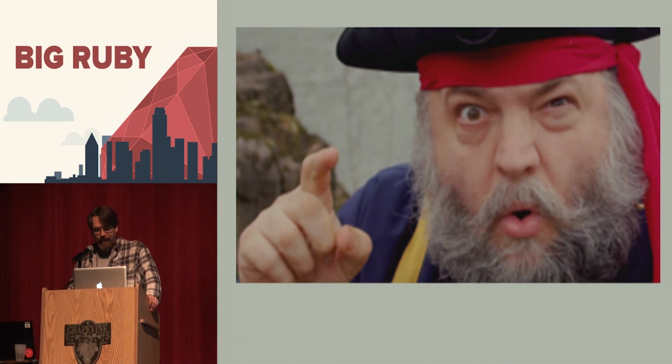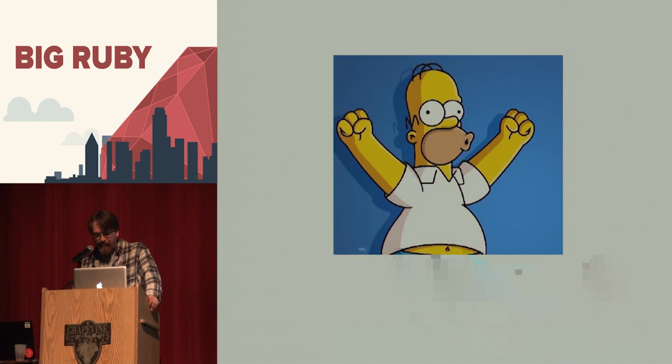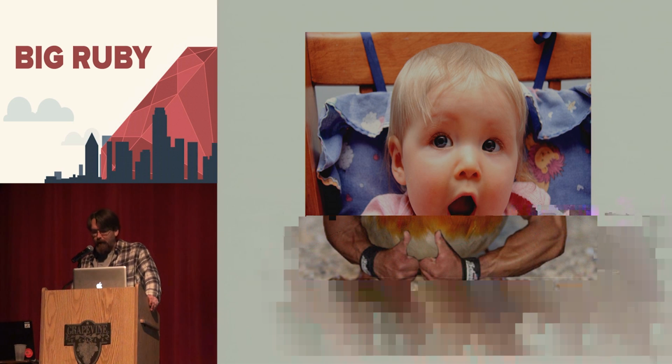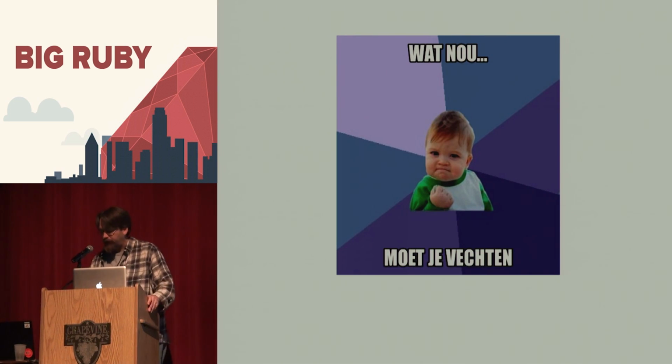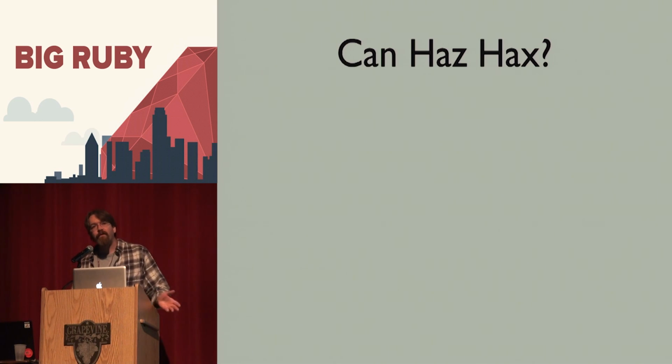And this guy, and this guy, and these people, and that guy, and that guy, and that guy, and what? And this is an internationalization talk, so I have to do this. It's in Dutch, but I have no idea what it says. So the question is, can you do this?